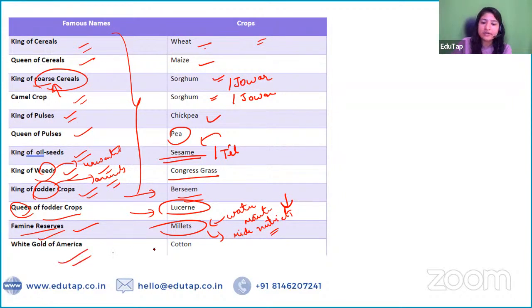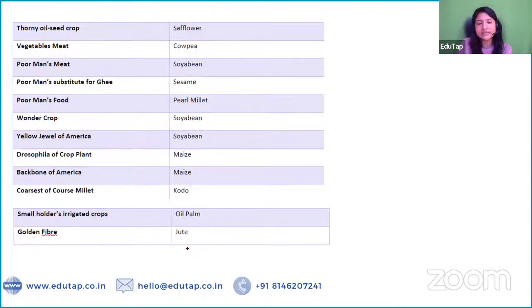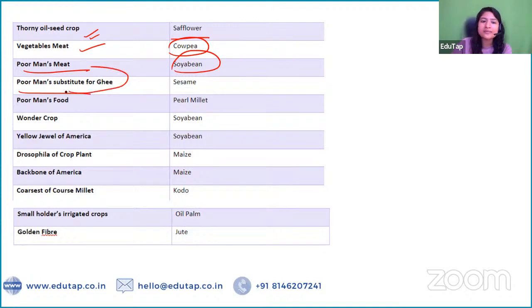Then white gold of America is what, it is your cotton. Okay, apart from that, there are some other important names as well. For example, thorny oil seed crop किसको बोलते हैं, safflower को बोलते हैं. Vegetable meat किसको बोलते हैं, cowpea को नाम देते हैं. Poor man meat किसको बोलते हैं, सोयाबीन को मिलते हैं. Poor man substitute for ghee is what, your sesame, that is your til.